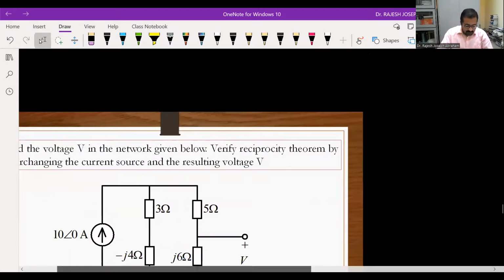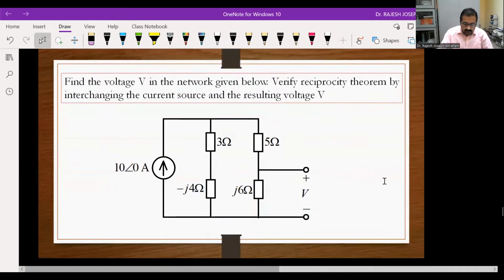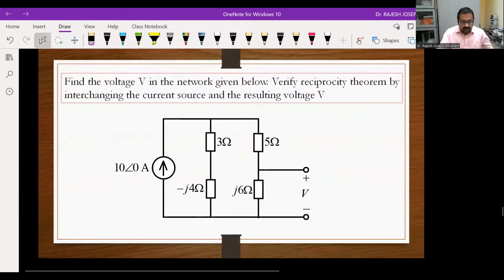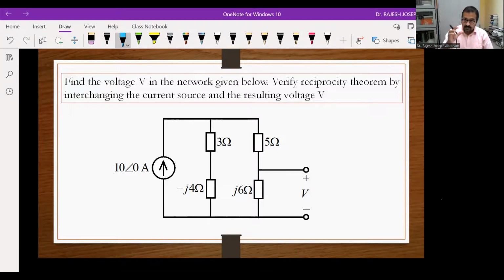Yeah, this question. Find the voltage V in the network given below. Verify reciprocity theorem by interchanging the current source and the resulting voltage. So what is the source here? It is 10 angle 0, source of the excitation. What's the response? Response is the voltage across J6 ohm.